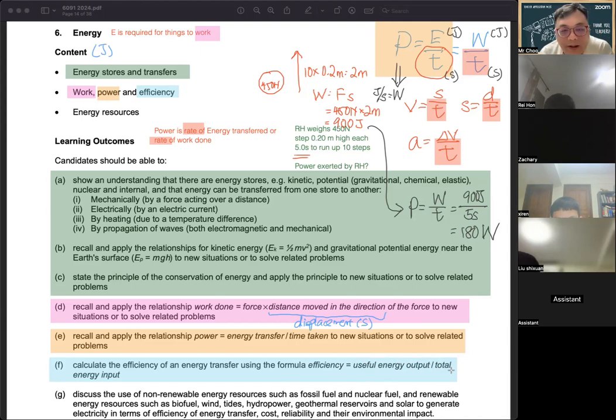So for example, have you all been to the north of Singapore? Have you all seen the Senoko power station?